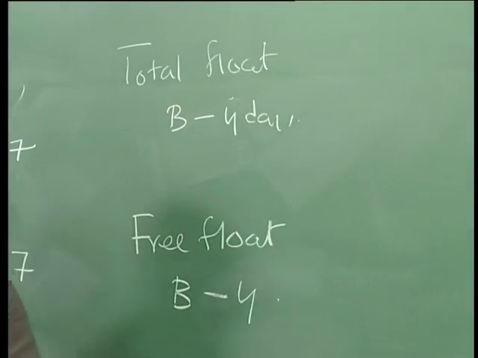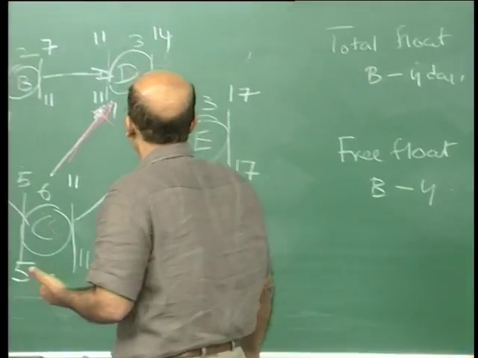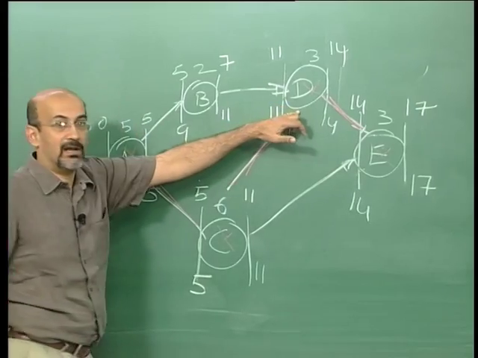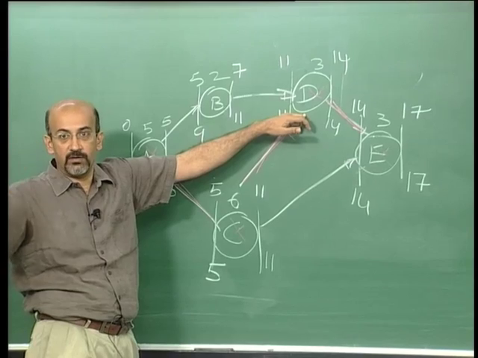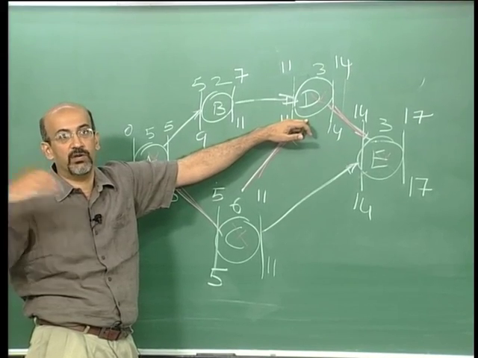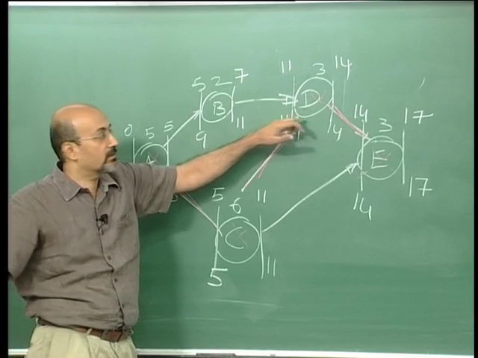Interfering? It cannot, because if B starts interfering with D, what will happen? The project gets delayed. So in our definition, remember, you cannot delay the project. How much can you interfere with any succeeding activity without delaying the project? So it has 0.